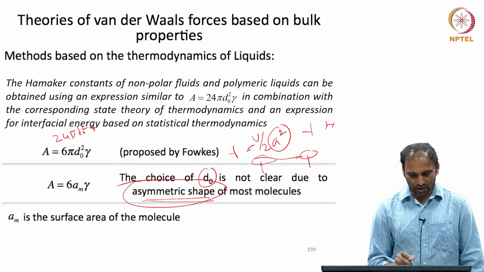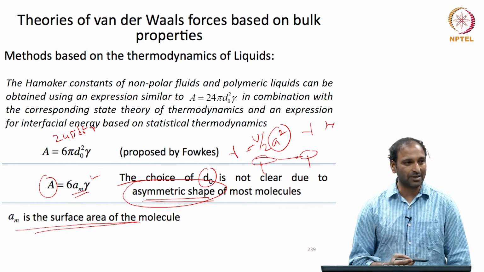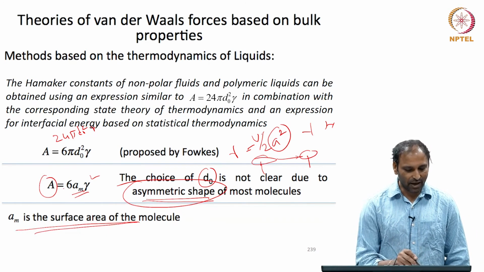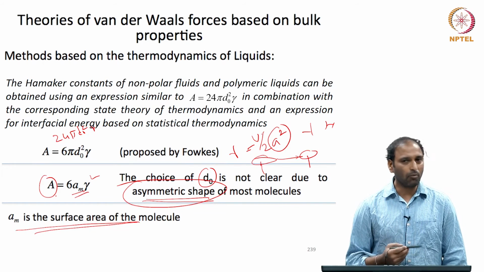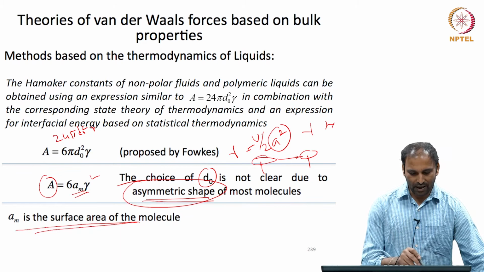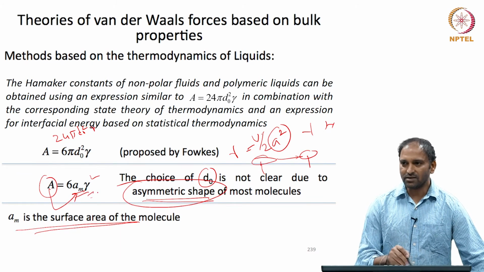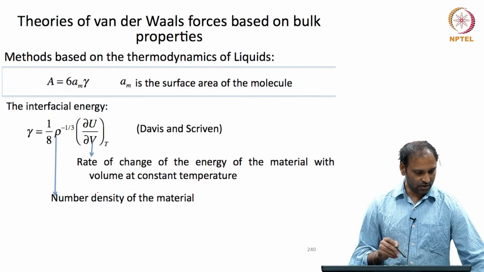Therefore, there are approaches where I can relate A to the surface tension and Am, where Am is the surface area of the molecule itself. Then I do not have to worry about the separation distance. I can relate A directly to the surface area of the molecule. So this is one approach where A is related to the surface area of the molecule and the surface tension of the material of interest.